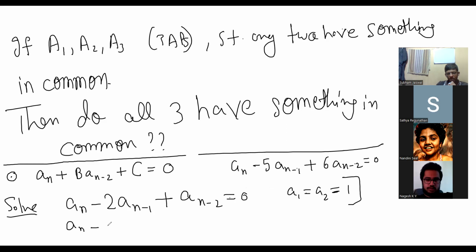a_n minus a_(n-1) minus a_(n-2) plus 3 equals 0. Okay. Now there is an extra 3. How do you deal with it? Try.